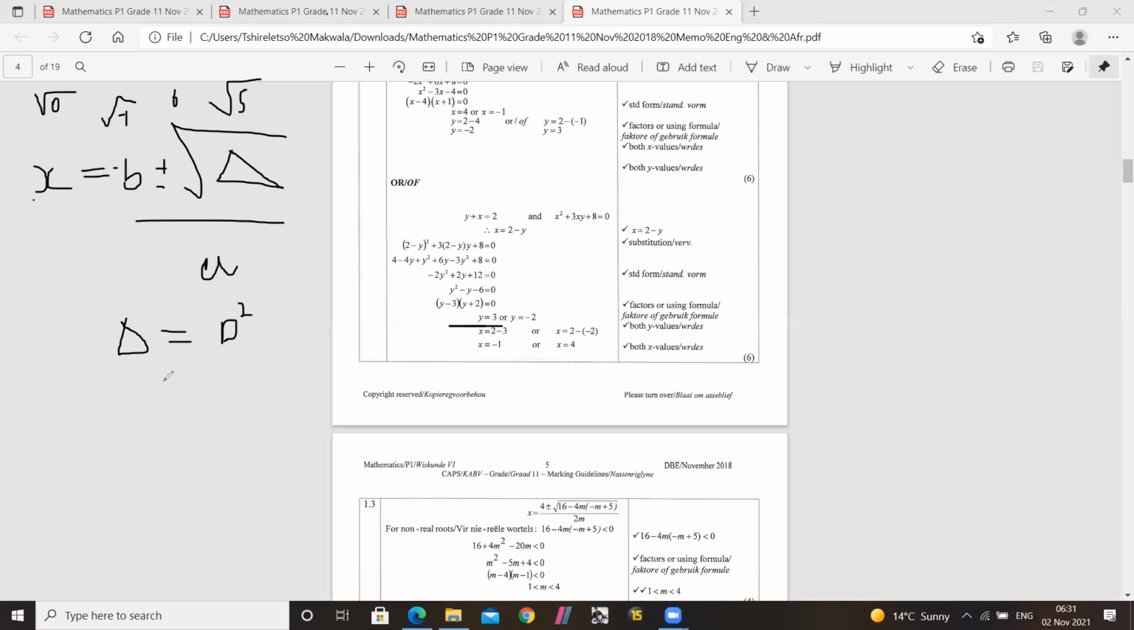Obviously, provided that delta is positive. If it's negative, obviously it won't work at all. It's just an unreal root. So it must be a positive perfect square. So what will happen if you have a positive perfect square to the roots?